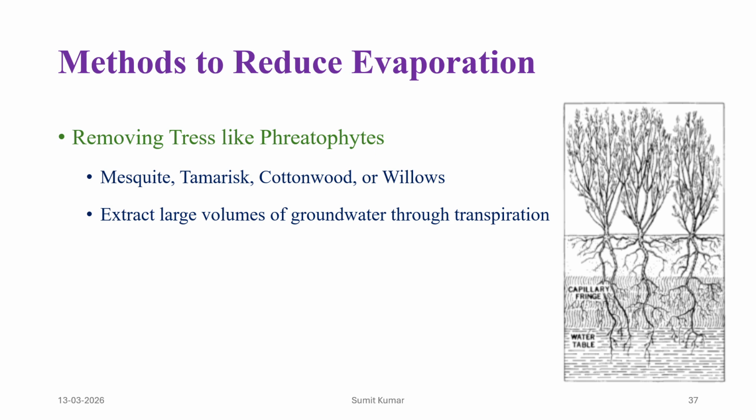Another method to reduce evaporation losses, particularly from shallow groundwater or reservoir margins, is removing phreatophyte trees. Phreatophytes are deep-rooted plants like mesquite, tamarisk, cottonwood, or willows. These trees and shrubs extract large volumes of groundwater through transpiration, which then evaporates from their leaves, a process called phreatophytic transpiration. By selectively removing or controlling these plants, we can significantly reduce non-beneficial water loss and allow more water to stay in the aquifer or reservoir.